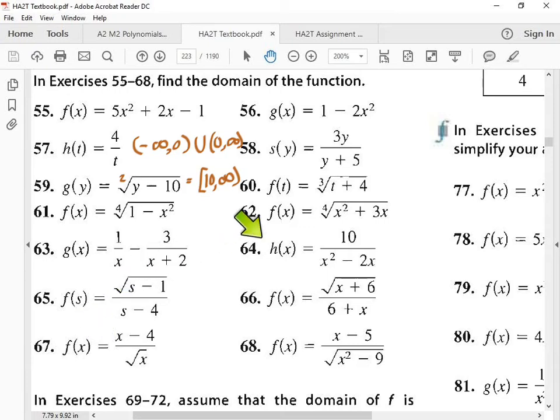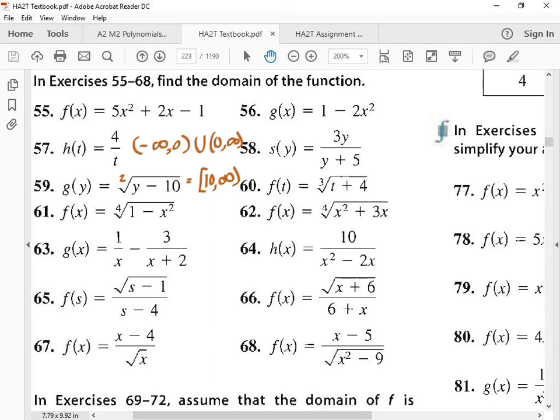So let's go back to number 60. What can I not plug into an odd root? Everything. Yeah, so number 60, the answer is all real numbers. That would be your domain. So that's negative infinity to positive infinity.